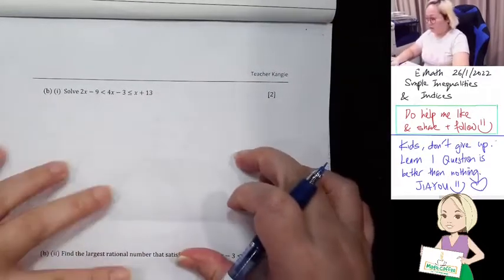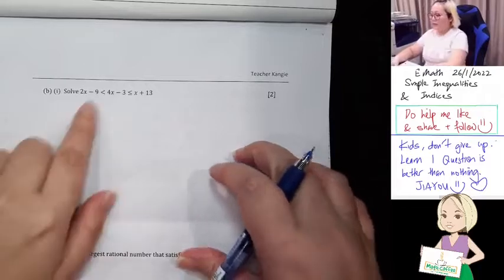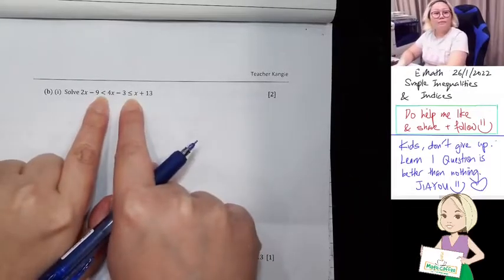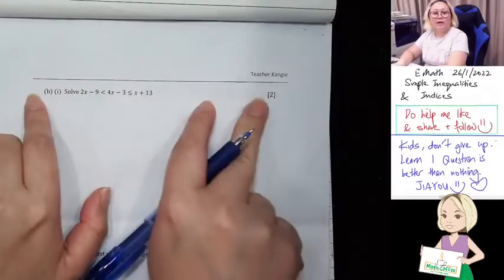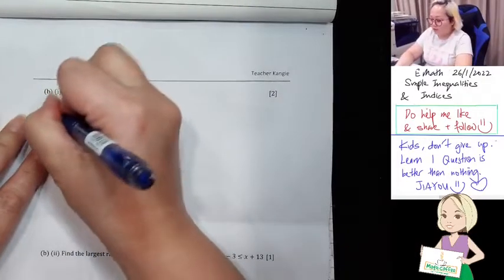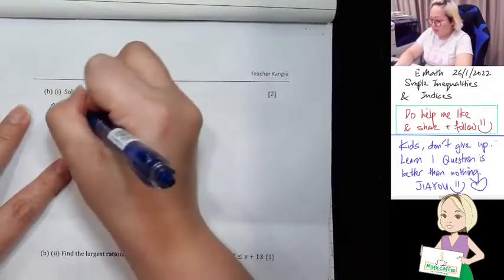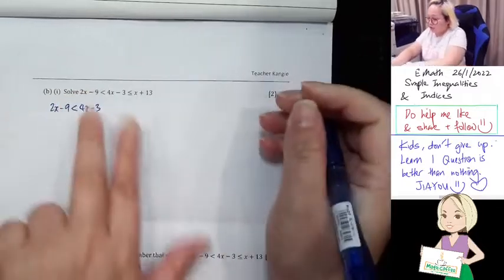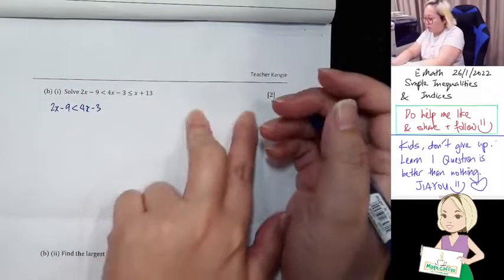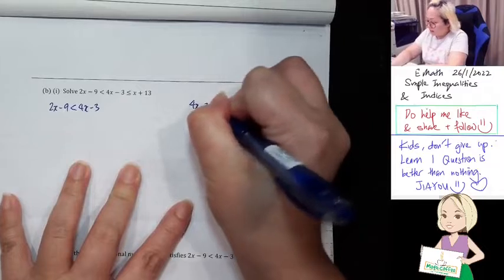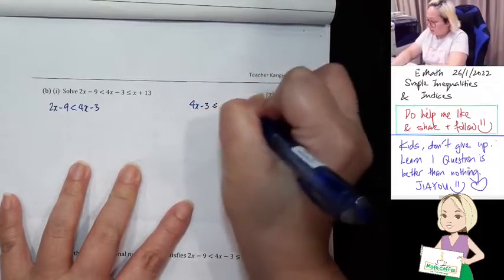Now you can see that there are two symbols here. What I'm going to do is split this on both sides. So I'm going to write 2x minus 9 less than 4x minus 3. I split this one to put here. Now I'm going to split this to put here. So 4x minus 3 less than x plus 13.